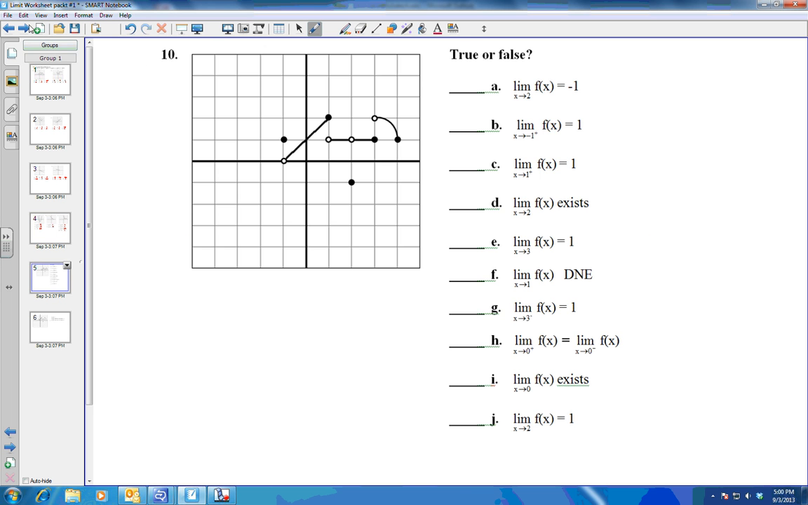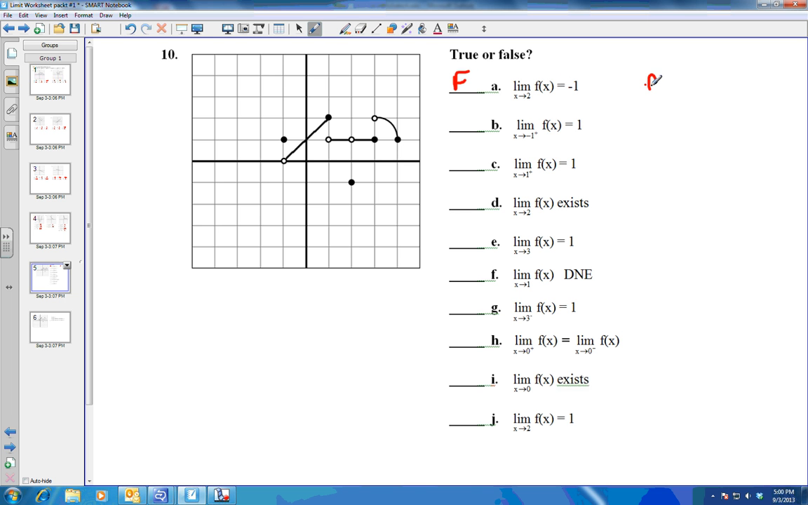All right, number 10. True or false? The limit as x approaches 2 equals negative 1. As x approaches 2, here's x is 2. From the left, I can follow this, then pick this up. It's approaching 1. From the right, it's approaching 1. So my answer is 1. They have negative 1, so that is false.